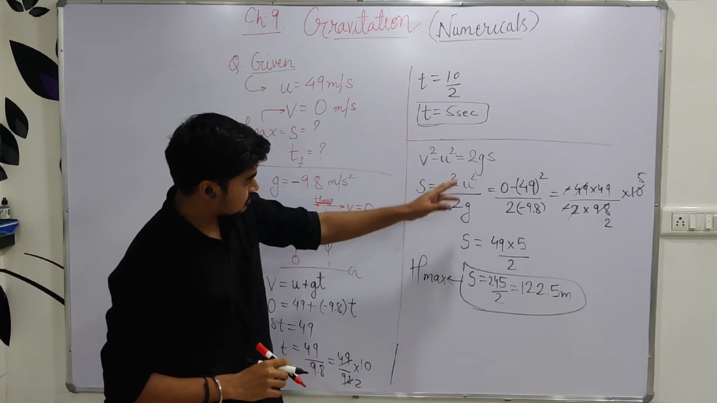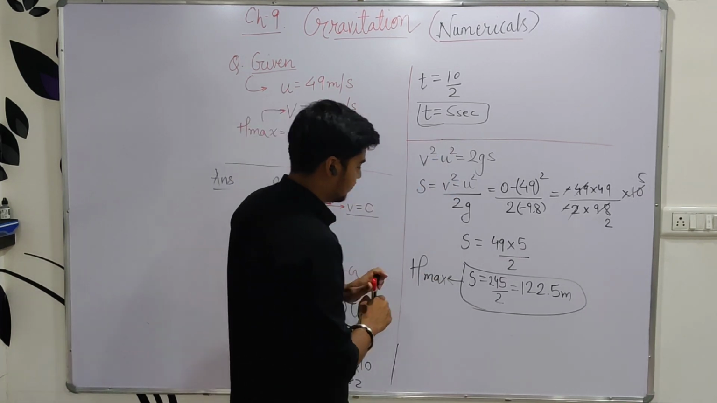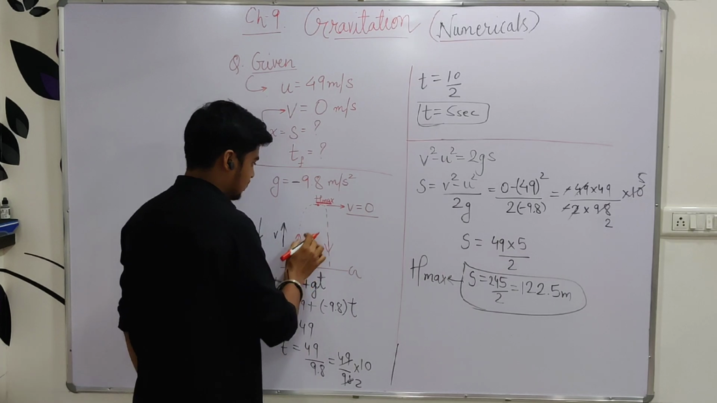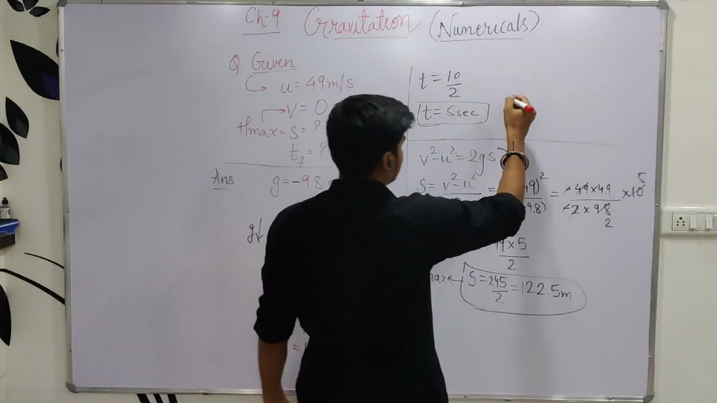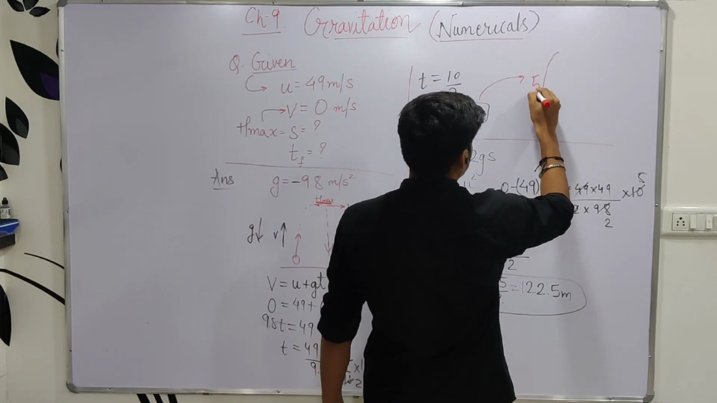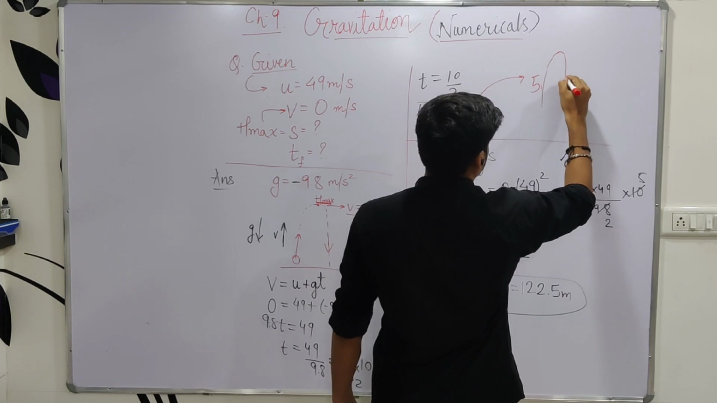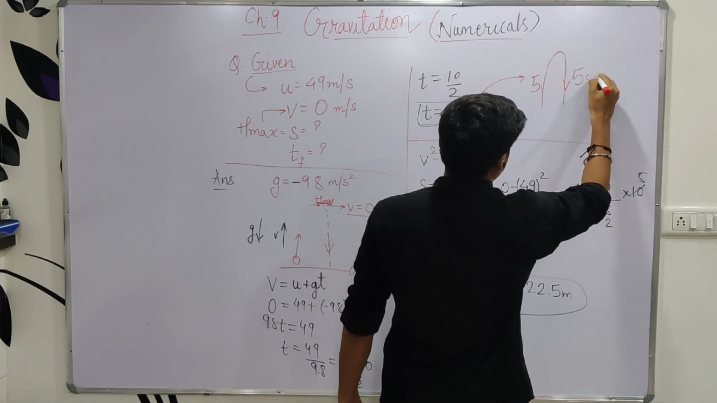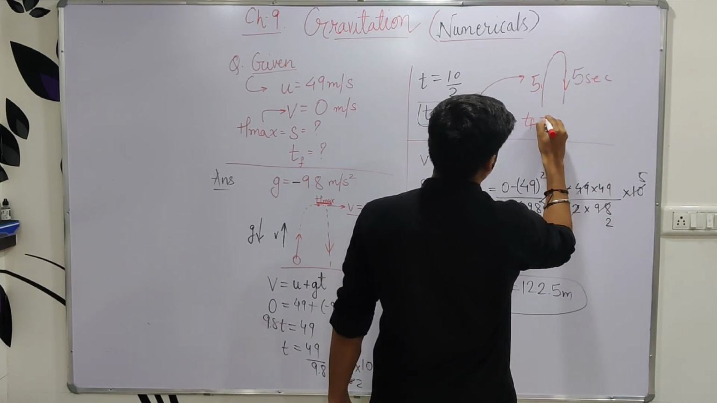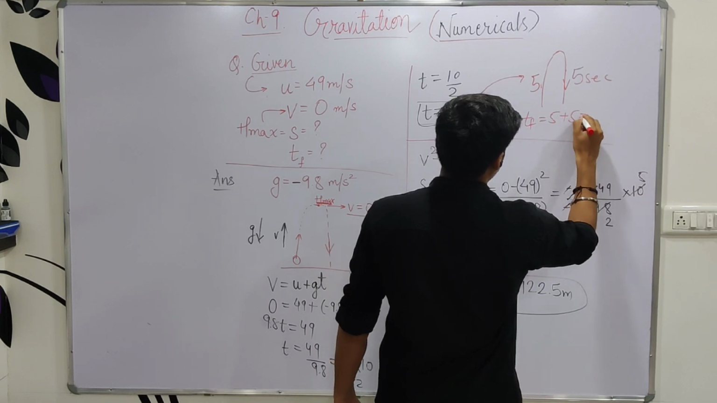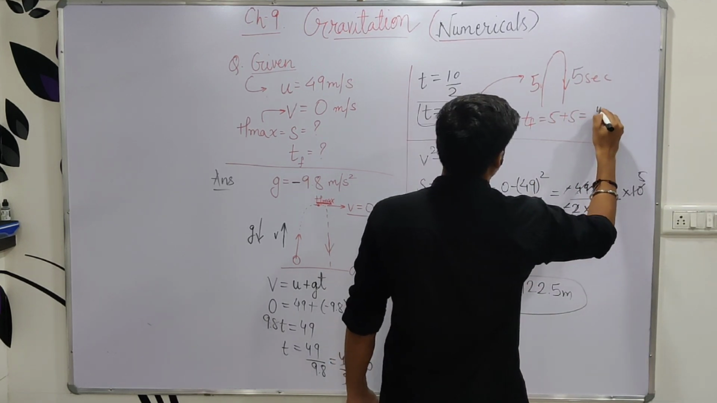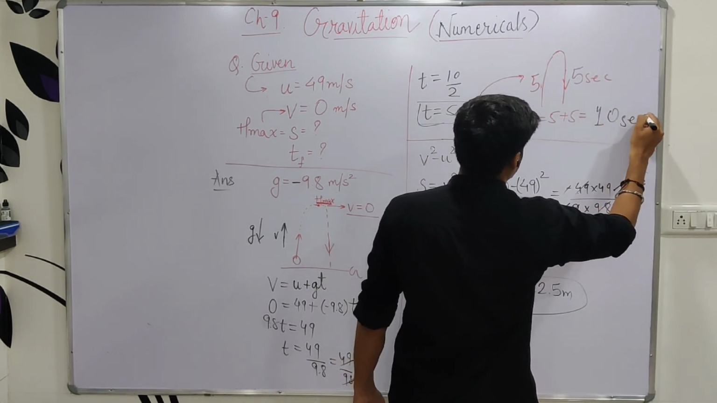But what about the total time? If it reaches the top in 5 seconds, then the upward journey is 5 seconds, and the downward journey will also be 5 seconds. So the total flight time will be 5 plus 5. So the answer is 10 seconds.